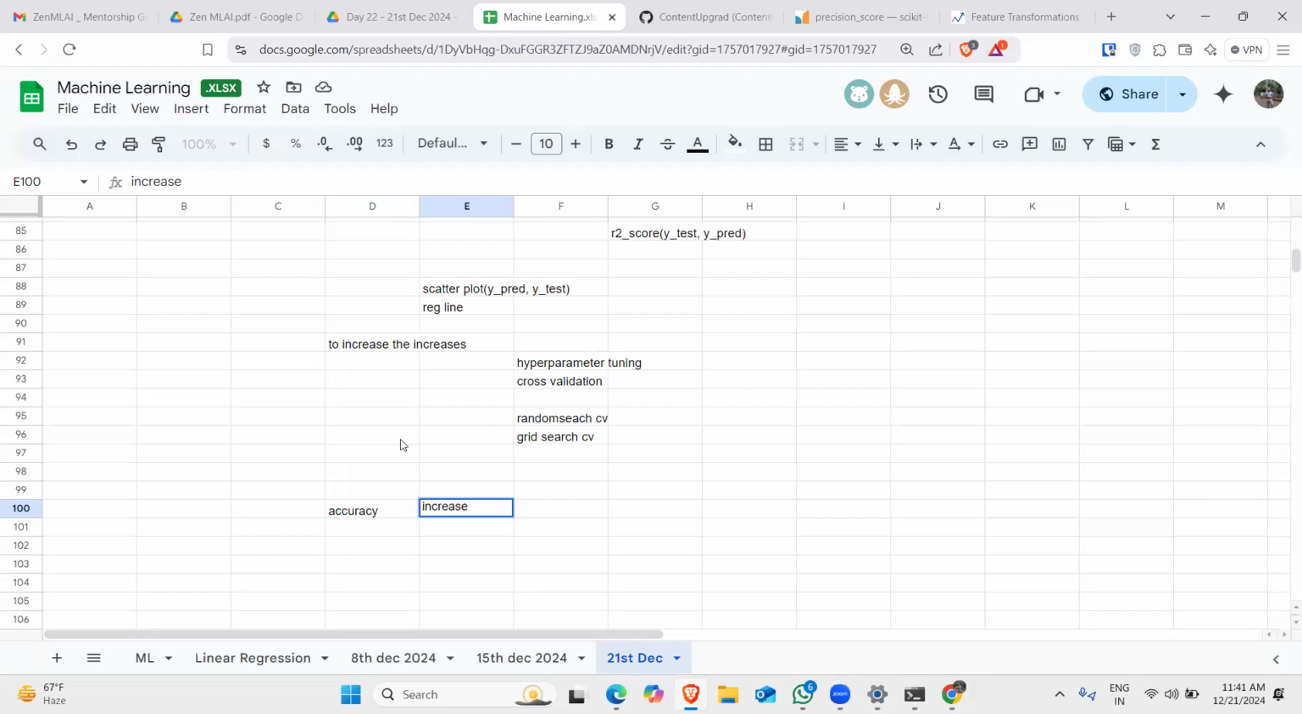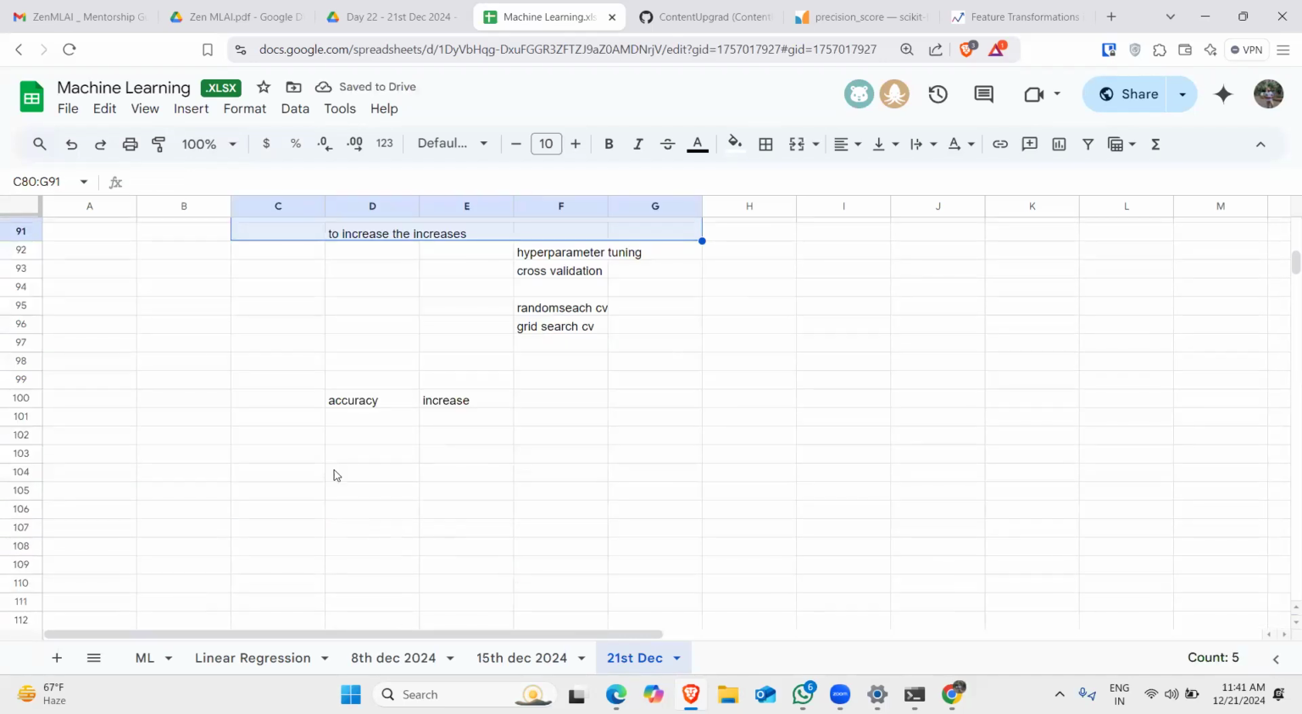So that's what we have for this, right? This is your entire process, and after this, we just deploy the model. So model deployment.